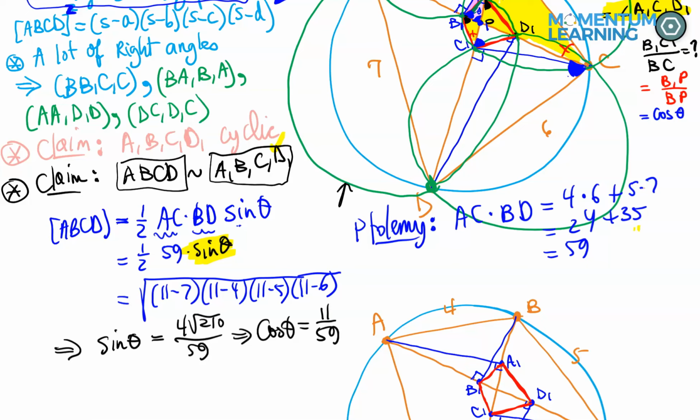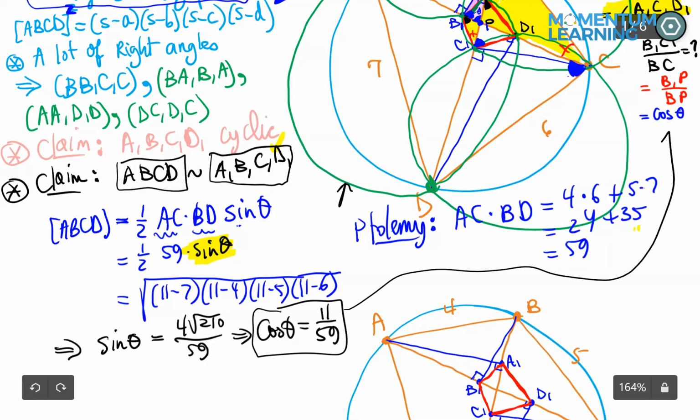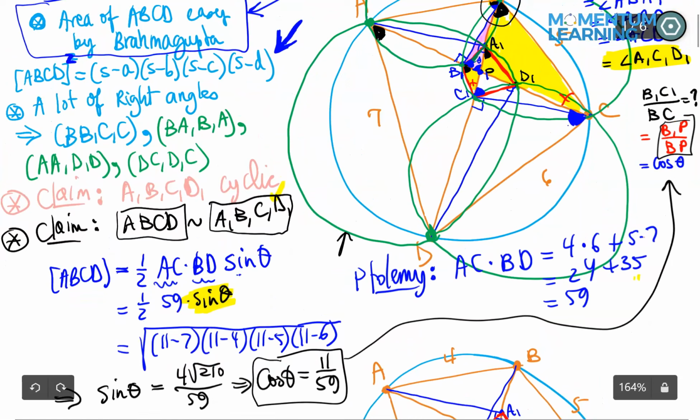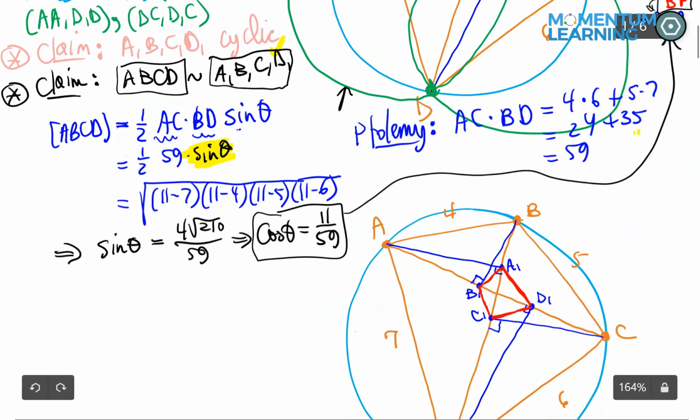And now finally, because this cosine happens to be the ratio of those corresponding sides between those two similar quadrilaterals, we can do the following. So because B1P is simply, if you do cross multiplication here, B1P is just BP cosine theta, we can factor out all those terms. So we have the following at the end, right?